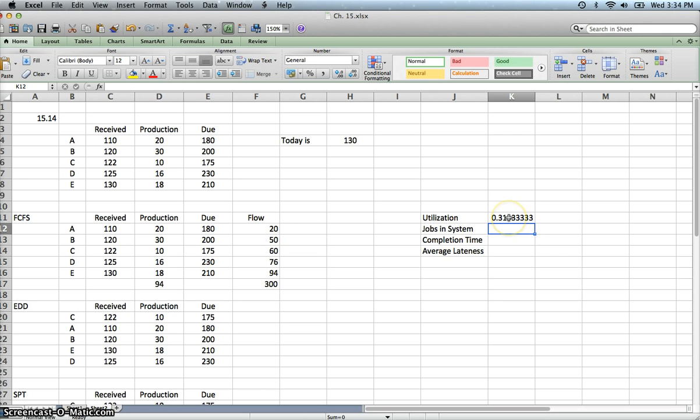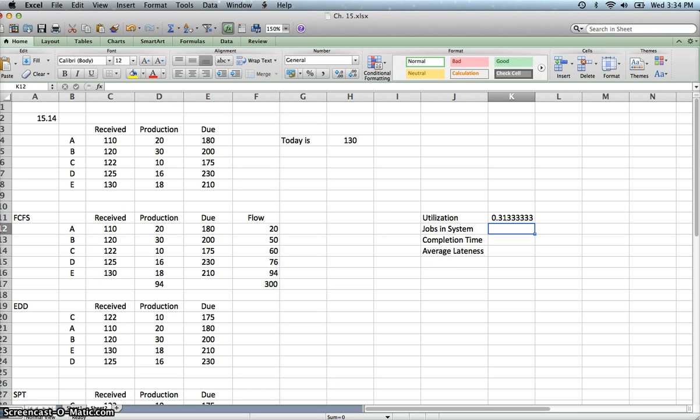So we could convert this into a percentage. But it's kind of interesting. The higher, the better. The more we're utilizing our system, the better off we are. So 31%. So first come, first serve really doesn't have a very good utilization. You'll see some of the priority rules may have higher utilizations, but in many cases, most people consider this to be the fairest because it's in the order you received your job.